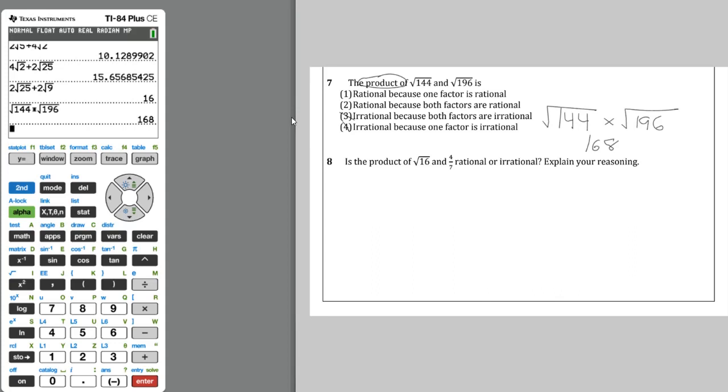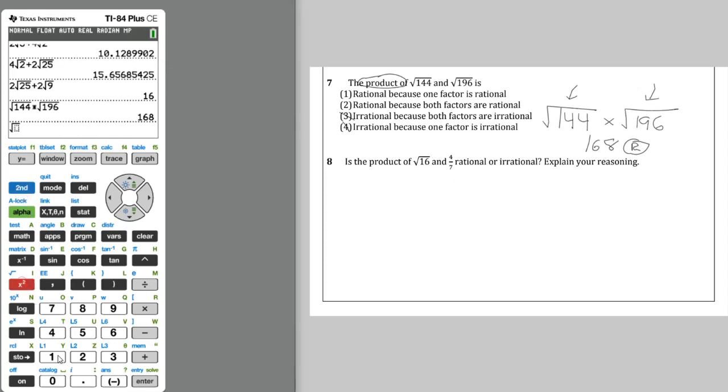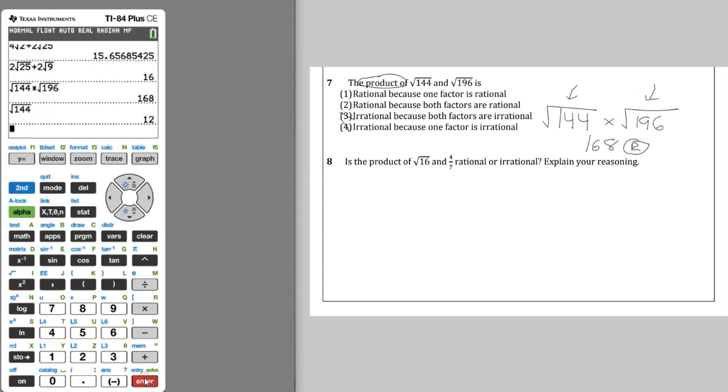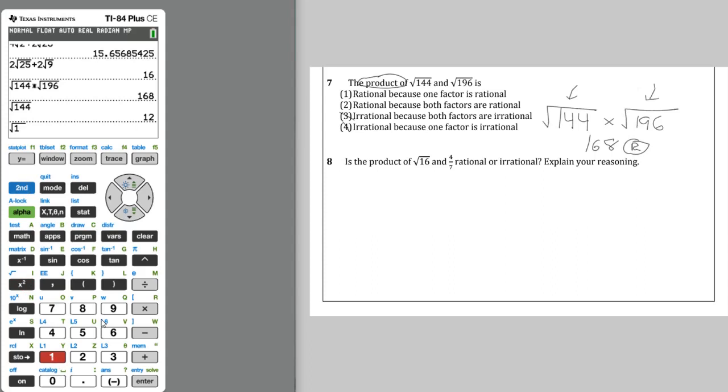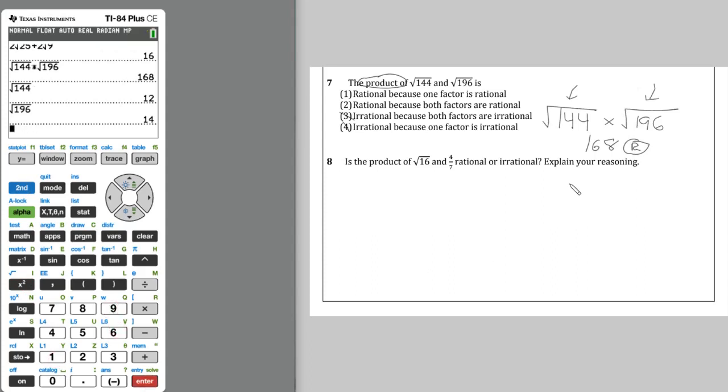Why? Because one of the factors is irrational, or because both of the factors are irrational? So let's figure this out. Is this rational or irrational? Is this rational or irrational? I know my answer is rational. So let's look at each part separately. The square root of 144 is a rational number. The square root of 196 is a rational number. So R for here, R for here. The answer is rational because both factors are rational. That is choice 2.